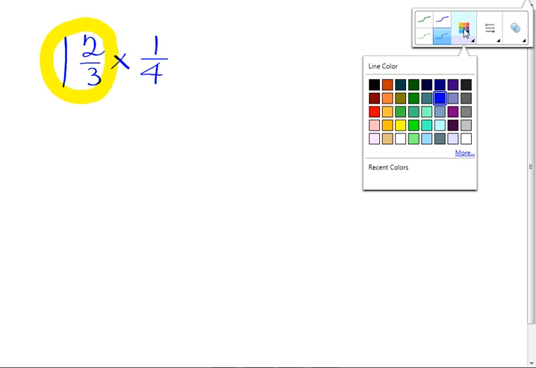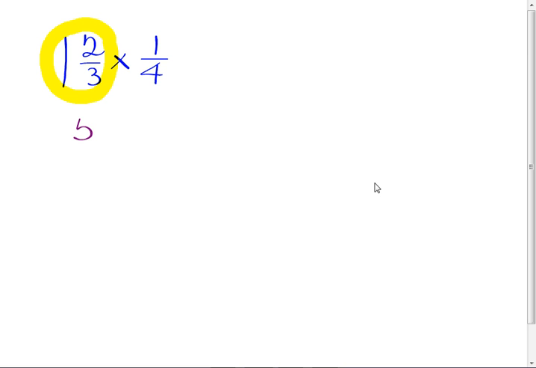Oh, we could change colors. How about that one? So this is 5/3 times 1/4. Is there anything that divides into 3 or 4 that divides into 5? It's hard to write these problems so they reduce. It's really hard. So what do I get, Josh, when I multiply those? 5. And what's 3 times 4?